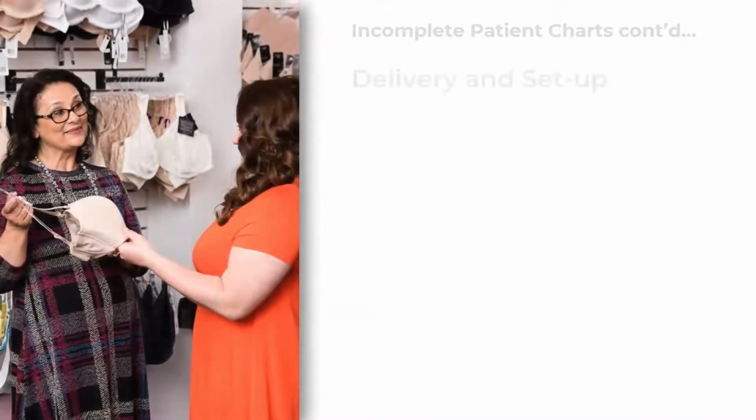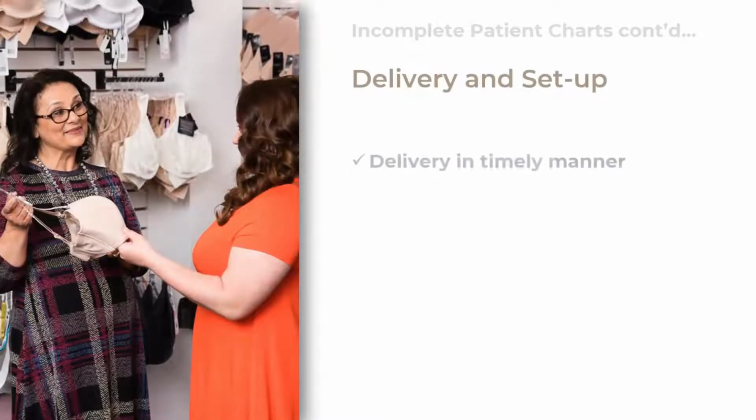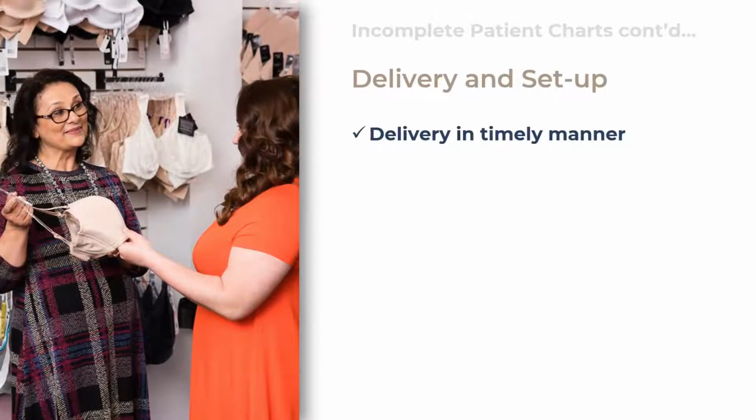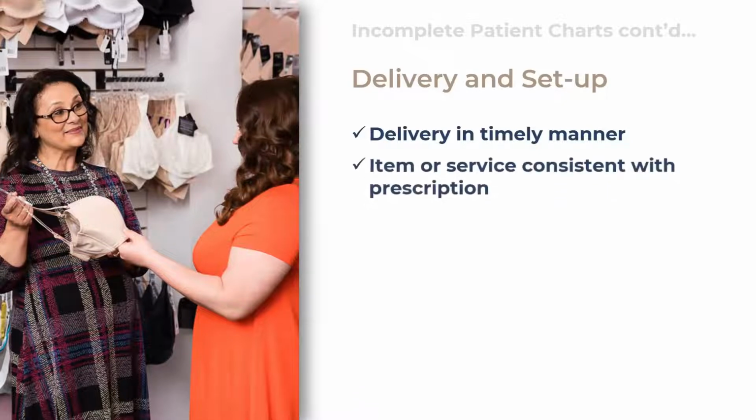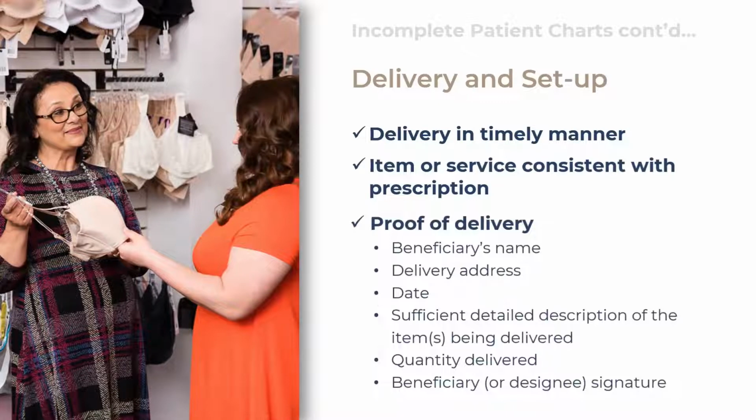So sticking with the patient records, was the product delivered in a timely manner? Did you tell your patient that it would take 2 or 3 days to get there and it actually took 2 or 3 weeks? Did you communicate that issue with your patient? Were the items consistent with the prescription? Was it documented? Do you have sufficient proof of delivery? Let's take a look at this. We're looking for the proof of delivery, the beneficiary's name, the delivery address, the date, sufficient detailed description of the item or items being delivered, the quantity being delivered, that's important, and even more important, the beneficiary's or designee's signature.